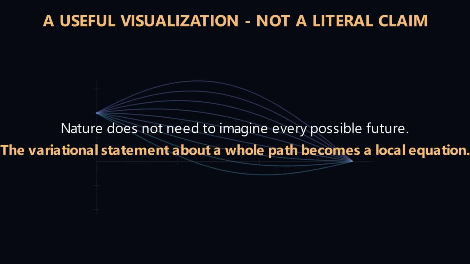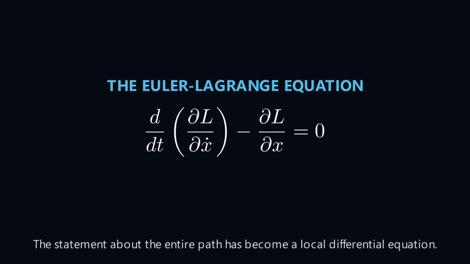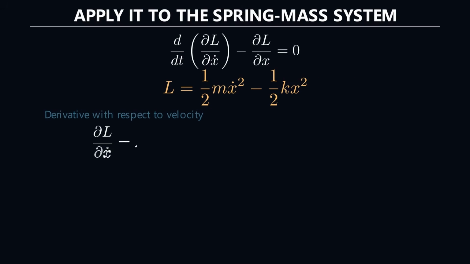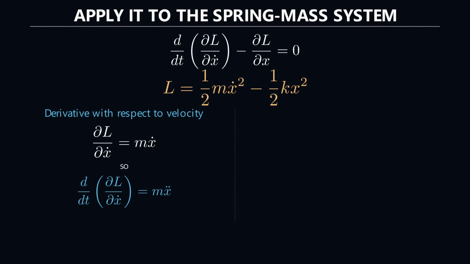The practical point is that the stationary action condition gives us a differential equation. Take the Lagrangian, take the partial derivative of the Lagrangian with respect to x dot, then take the derivative with respect to time of that quantity, and then subtract the partial derivative of the Lagrangian with respect to x and make it equal to 0. This is the Euler-Lagrange equation. And for the mass spring system, the Lagrangian is 1/2 m x dot squared minus 1/2 k x squared.